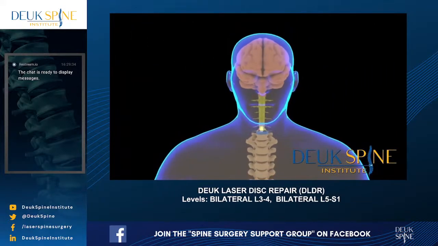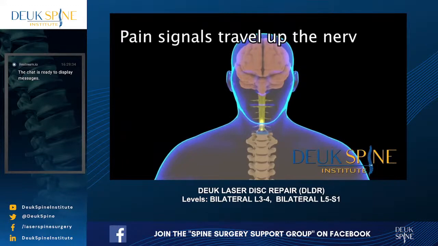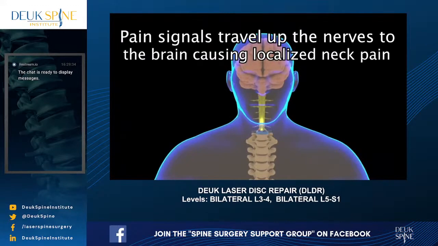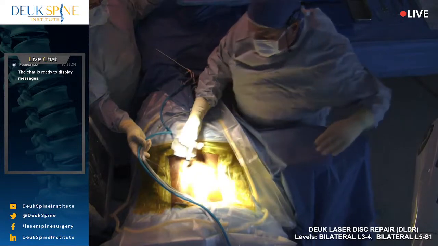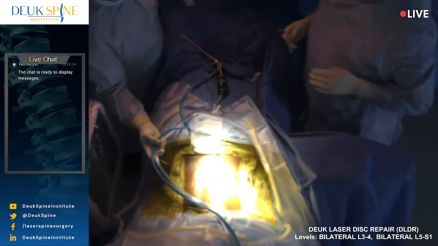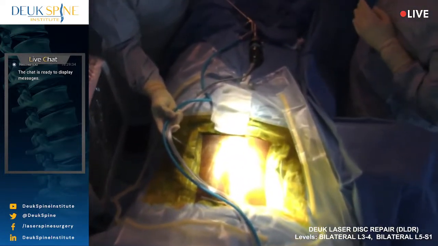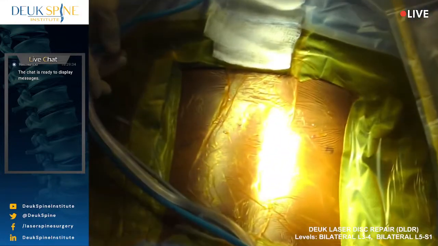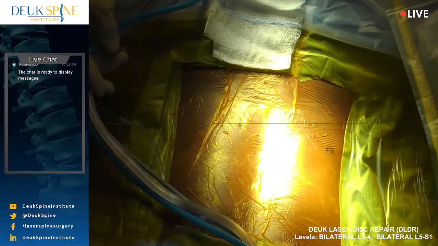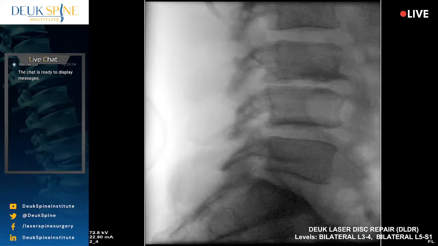Dr. Deukmedjian here on November 4th. We're performing the Deuk laser disc repair surgery on a patient who has traveled from Georgia. Now, this gentleman has really bad narrowing of the spine, and you can see it quite well at L3-4, L4-5. And that's due to herniated discs. So we're going to go in there and repair those discs.